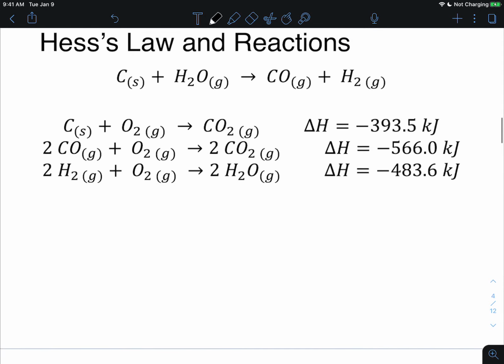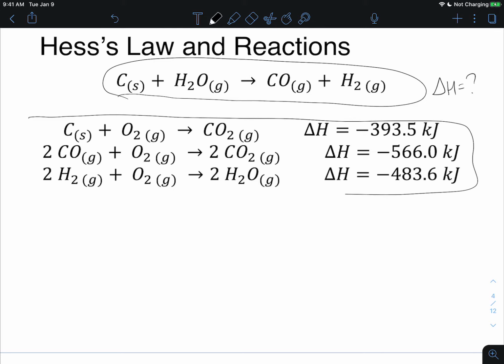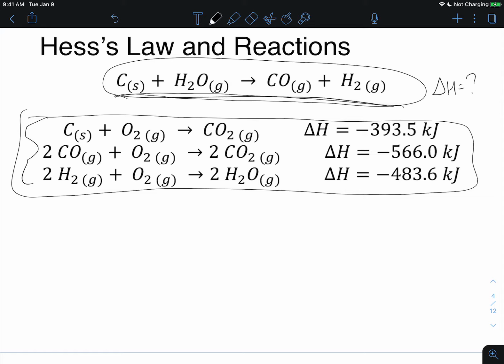Now, Hess's law, I feel, is the easiest to understand by doing an example. So this is an example of a Hess's law problem. We have an overall reaction that we want to find the enthalpy for, and we have a series of reactions that will in some way combine in order to give us our final overall reaction. So we want to take these three equations right here and combine them in such a way that at the end of it, we have this equation.